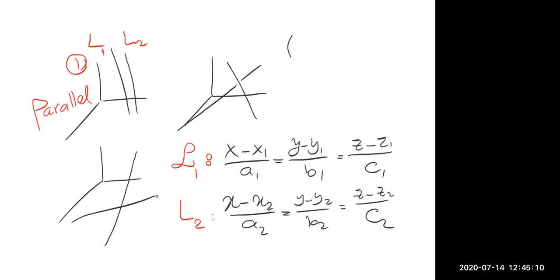So if you look at one of these, if I look at this A1, B1, C1, and the other one A2, B2, C2, if one of them is a multiple of the other one, they are parallel. So if one of them is equal to the other one times a number, say R, then they are parallel.